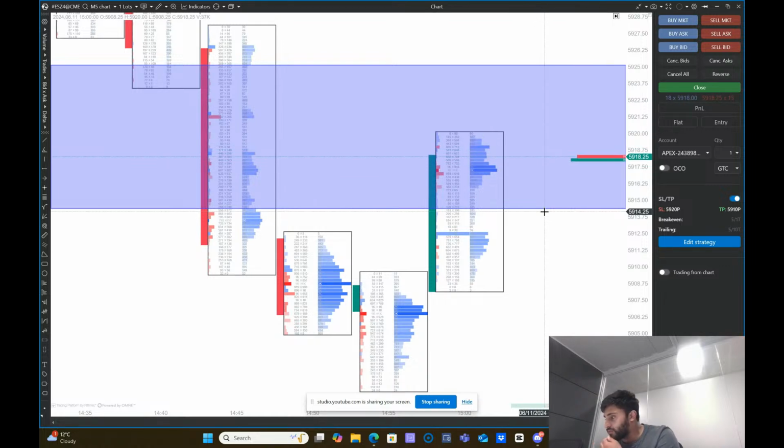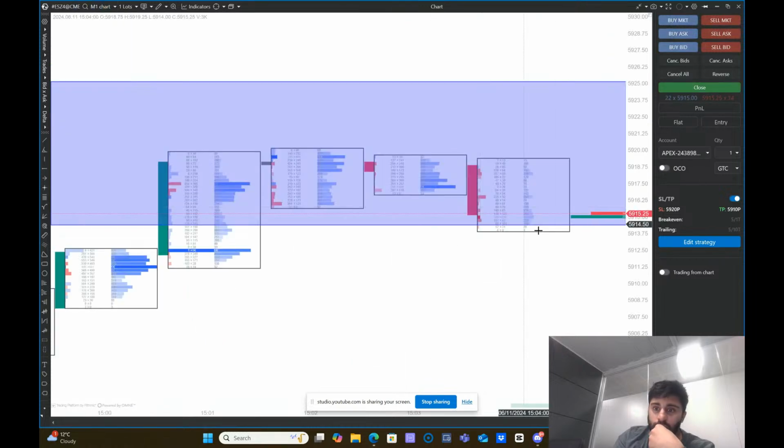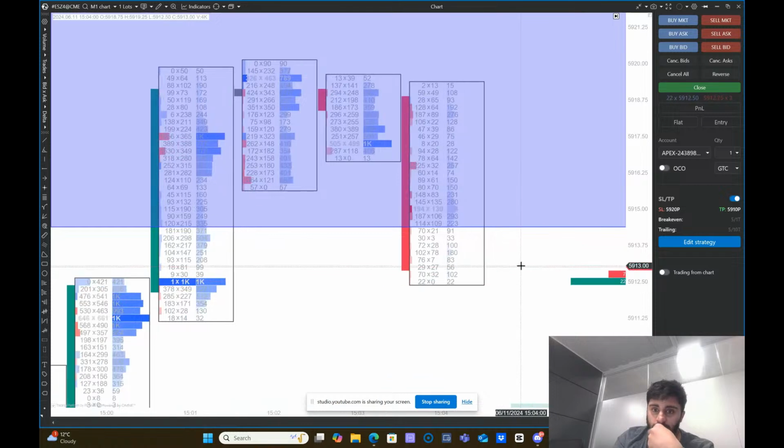Be patient and wait for levels to set up. It's really that simple. I'll be on here for the next hour or so, just seeing how price plays out. But ultimately, I am short on ES. I do expect price to break to the downside a little bit.